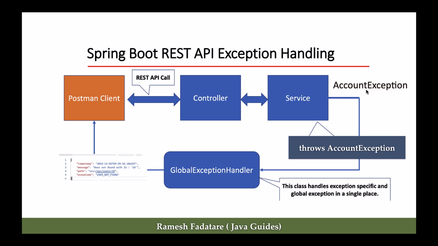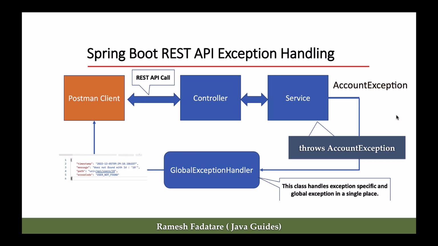Once we throw the account exception, then we have to handle that exception and we need to prepare the error response for that exception and we need to send that error response back to the client, right? So for that, what we'll do, we'll create a global exception handler class. Within that, we will write the logic to handle specific exceptions as well as generic exceptions in a single place. So instead of writing the exception handling logic in each and every controller, we'll create a separate class as a common class and we'll call it global exception handler. And within this class, we keep all the exception handling related logic.